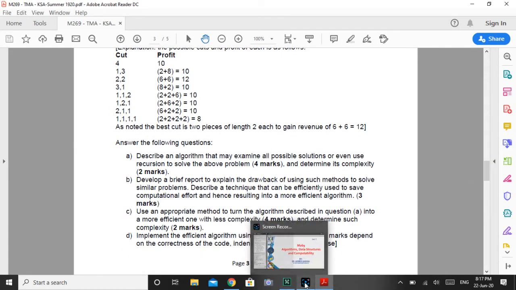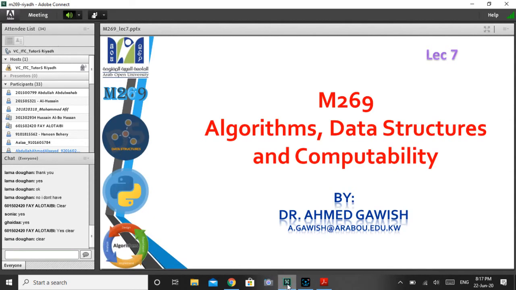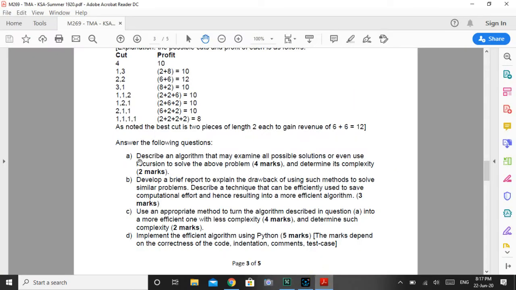Okay. Now, the questions are: describe an algorithm that may examine all possible solutions. Have you seen the cuts? Every single cut is a solution. So you need to describe an algorithm to examine all the possible solutions, or even use recursion to solve the above problem, whatever solution. And then after you describe the algorithm, you have to determine the complexity of this algorithm.